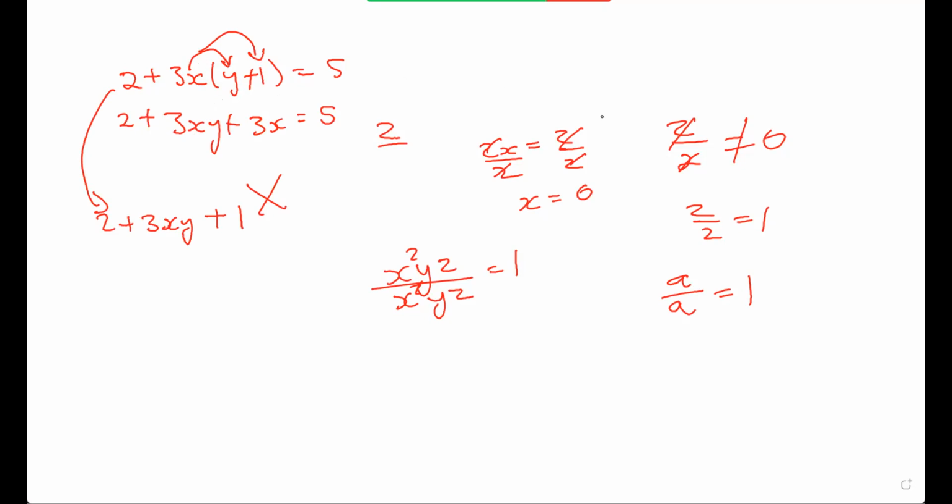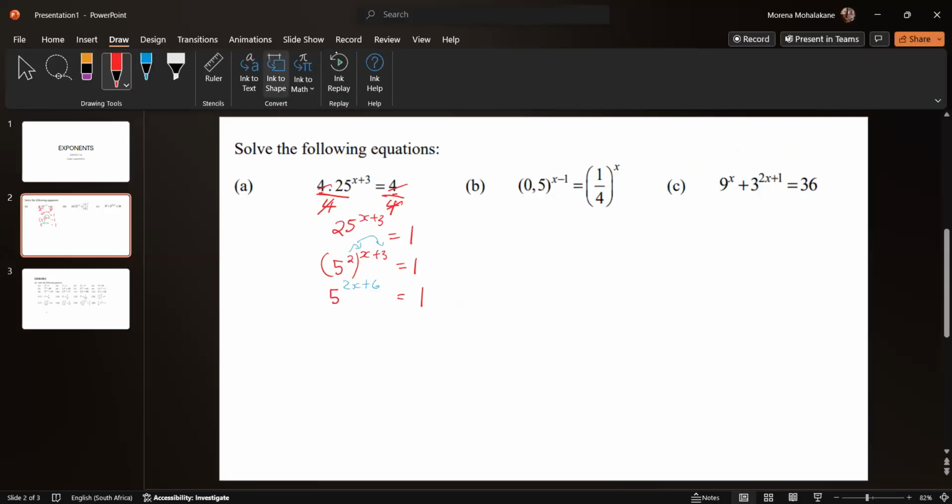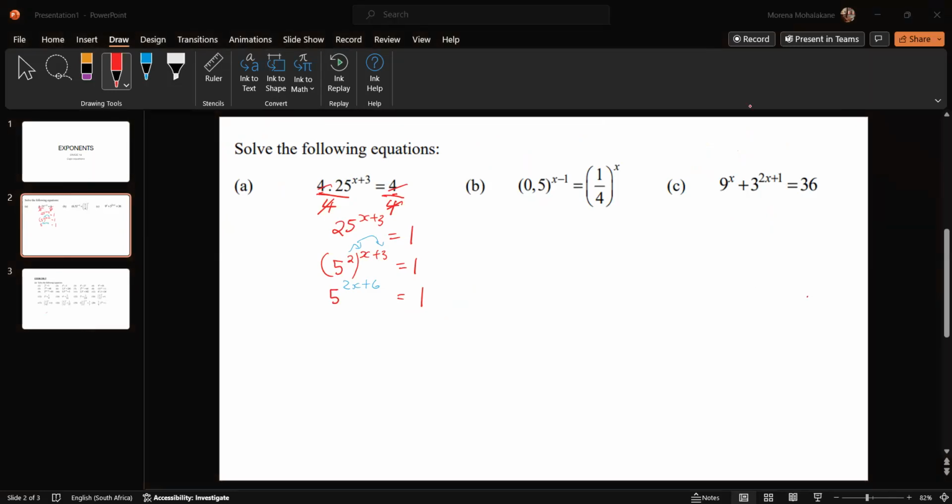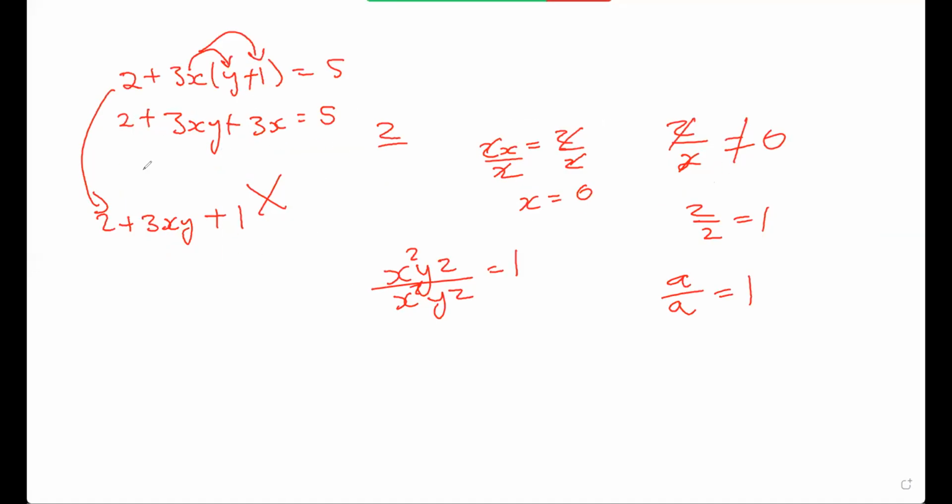Getting to the next one. So 1 can be changed. You know, from the definitions, I have 5 exponent 0 equal to what? Any number to the exponent of 0 is 1, right?